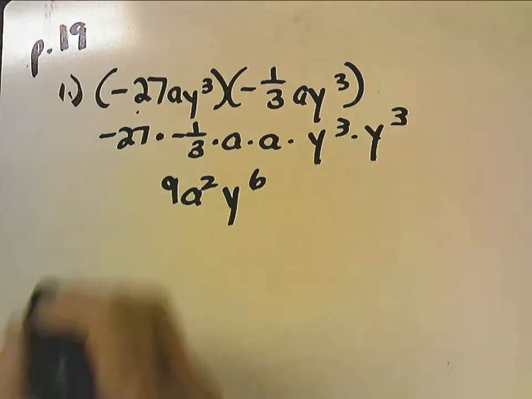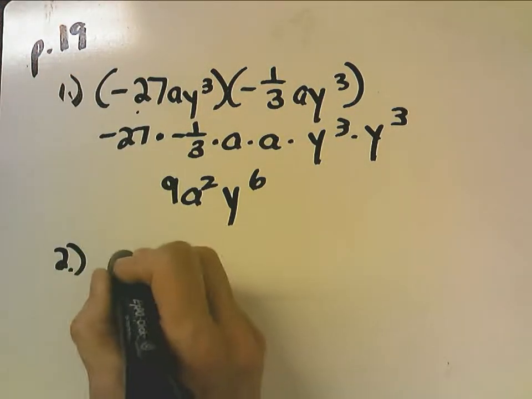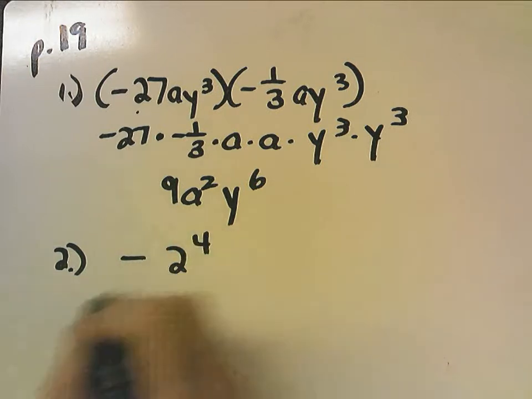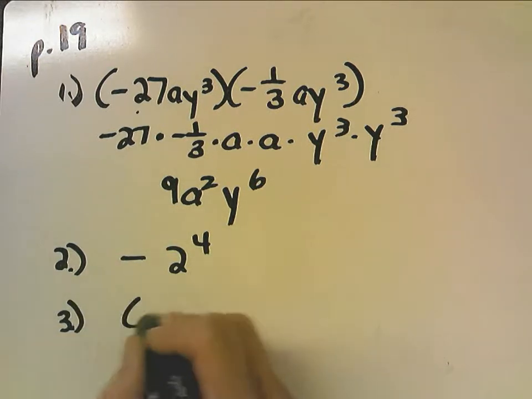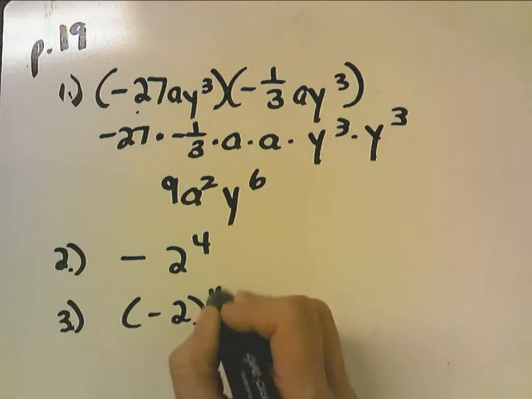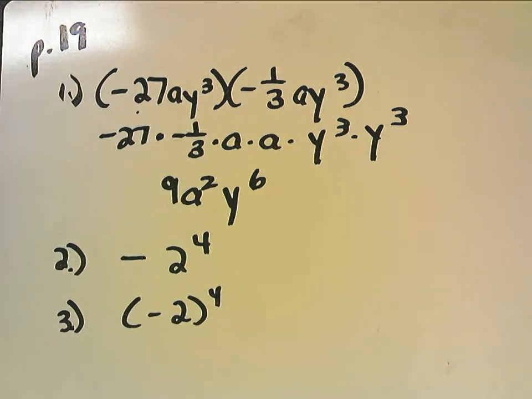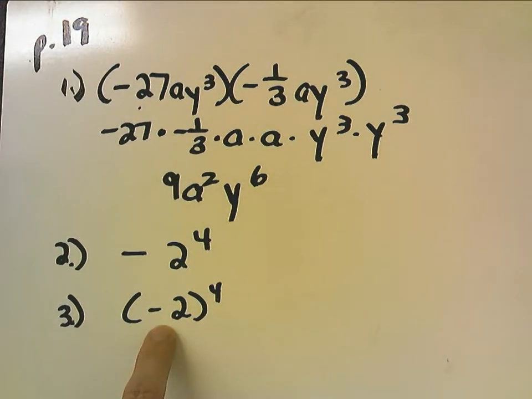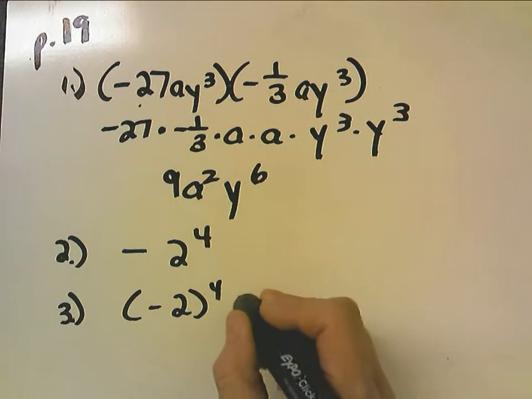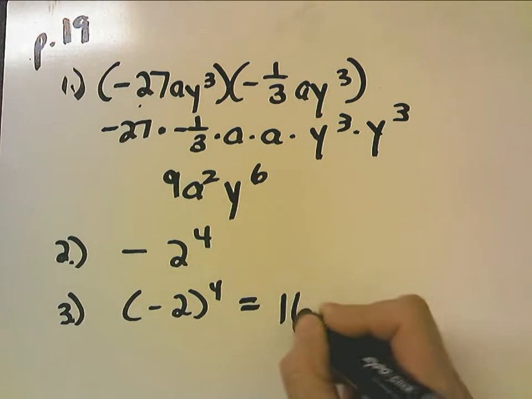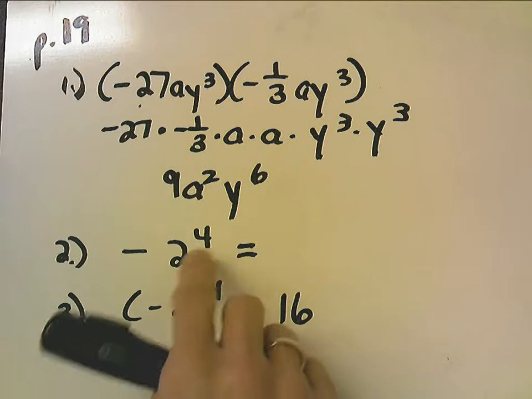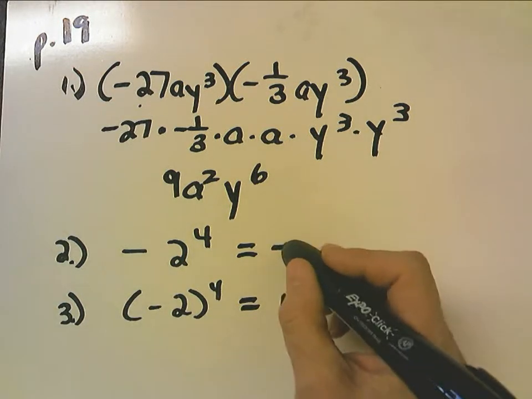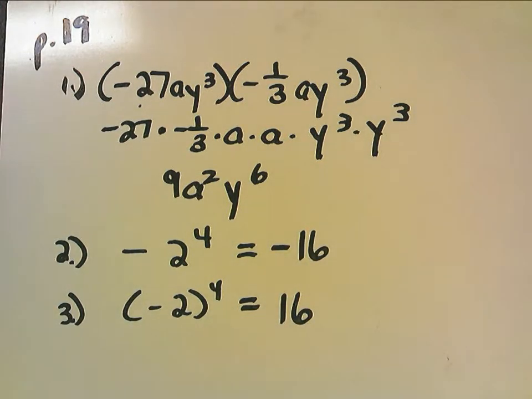Okay, now number 2. The difference between negative 2 to the 4th and negative 2 in parentheses to the 4th. Well, any negative inside parentheses raised to an even power is positive. But this is saying do 2 to the 4th and take the opposite of it, so this is negative.